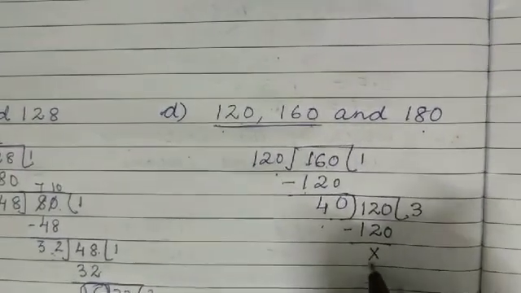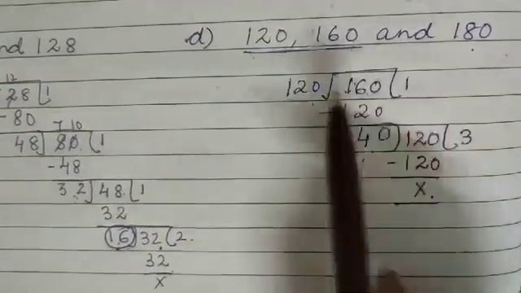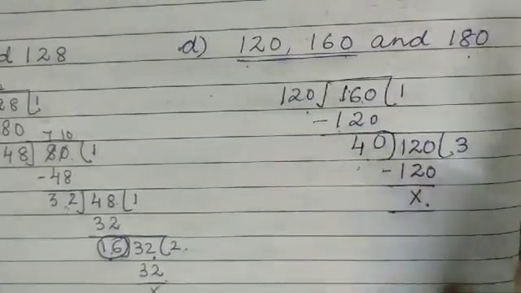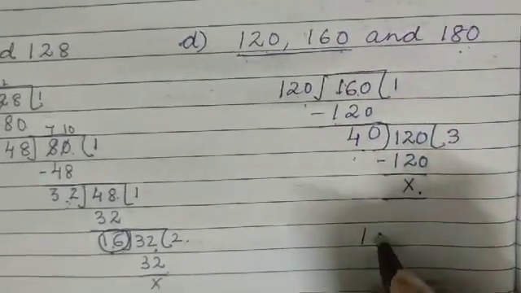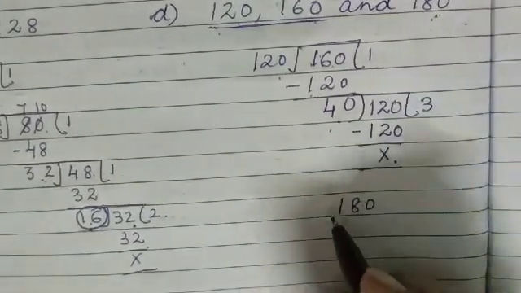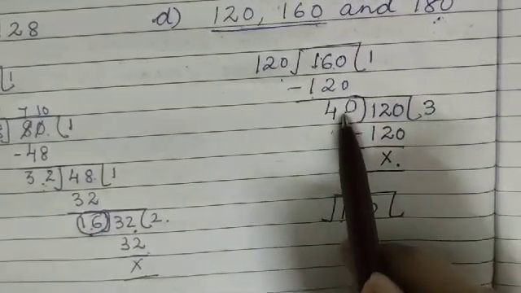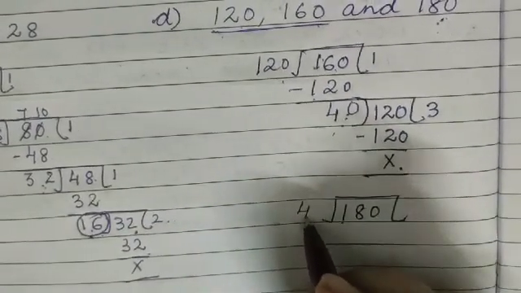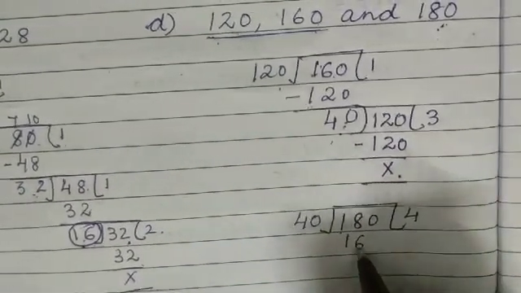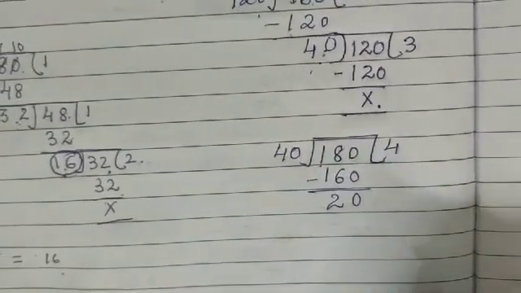Now 40 3s are 120. Remainder is 0. Now this part is solved. So 180 is left now, so we will solve the question with 180. 180 is bigger, so it will become the dividend. Which is the last divisor here? That is 40. Now we will start with 40. 40 4s are 160. When you divide it, the remainder is 20.